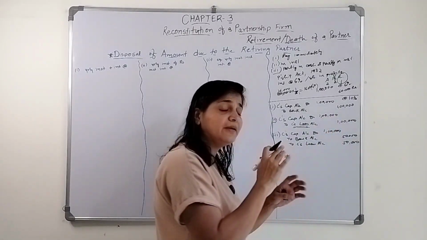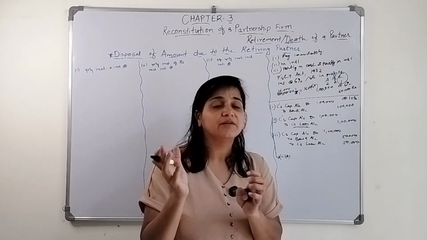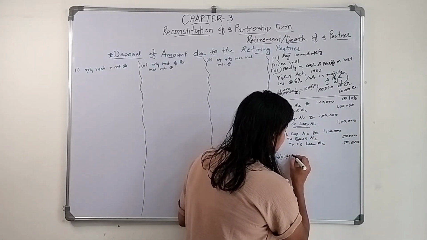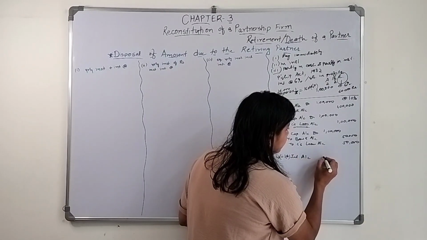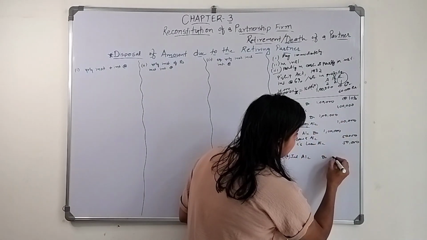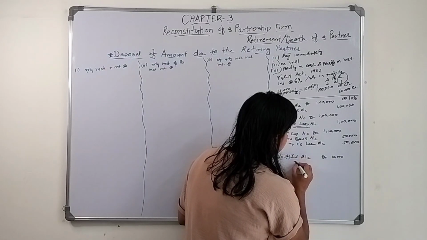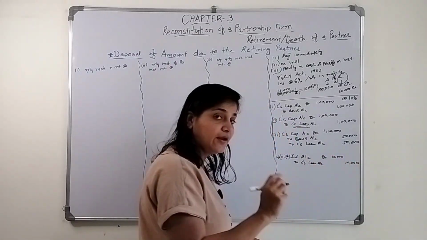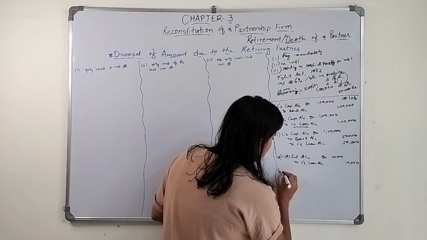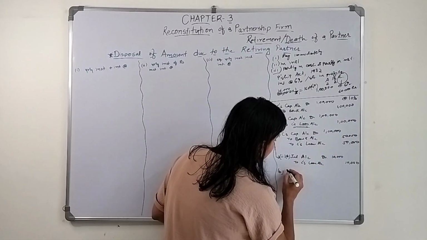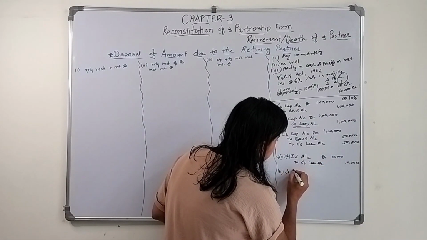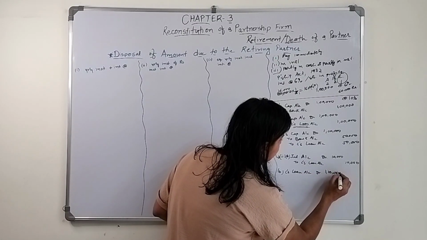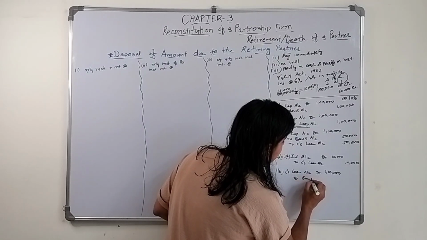We used this amount. Maybe he retires in the middle of the year, so we will consider the proportionate amount as interest. First, interest is an expense, so interest account debit, 10% of 1 lakh is 10,000, to C's loan account 10,000. And now we will make the payment, the loan amount as well as the interest amount. So the entry will be C's loan account debit 1 lakh 10,000 to bank account.